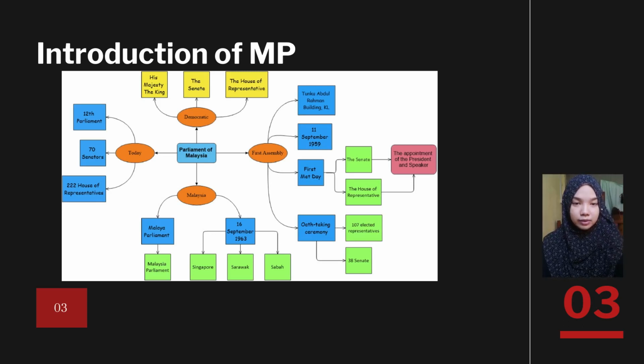Malaysia was formed on 16 September 1963 when Sabah, Sarawak and Singapore agreed to join Malaysia. Since then, the Malayan Federation Parliament has been known as the Malaysian Parliament. Today, the number of members of the 12th Parliament has grown to 70 senators and 222 House of Representatives members. That's all from me for the concept of Parliament of Malaysia.